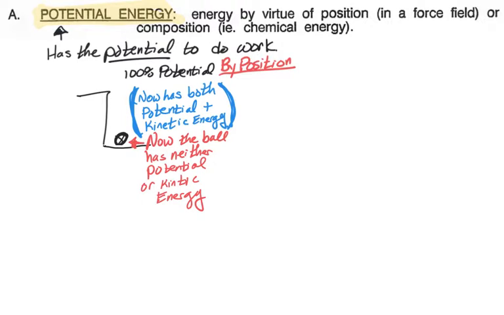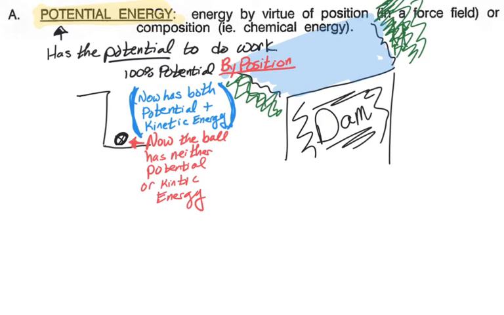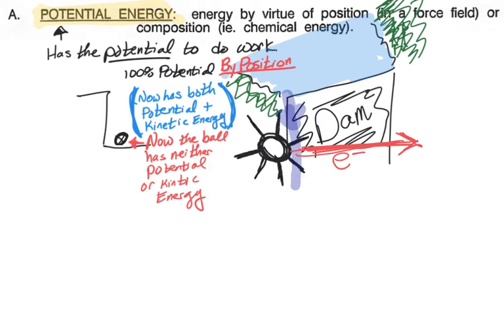But while it was sitting at the top, it had the potential to fall, and so it had stored up energy. The water behind a dam has potential energy. It is being stored behind that dam. As it starts to fall over, it turns into kinetic energy. Then it turns a water wheel, which turns into electrical energy, another form of kinetic energy.